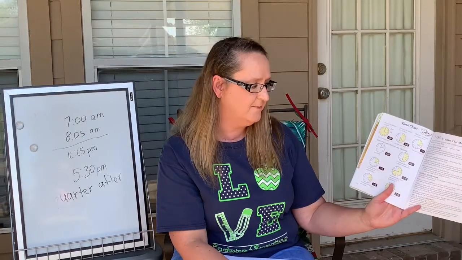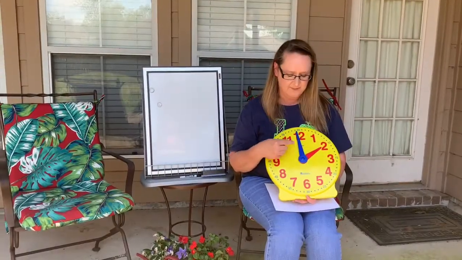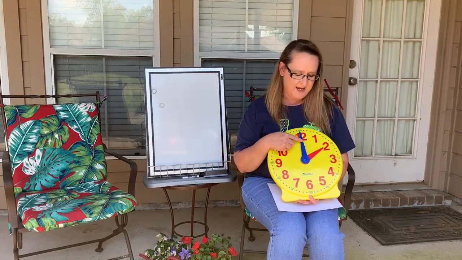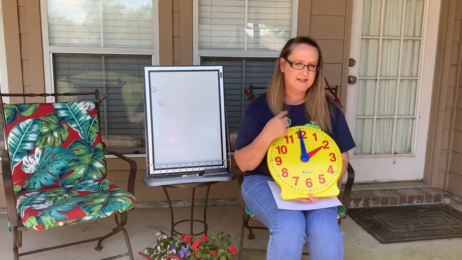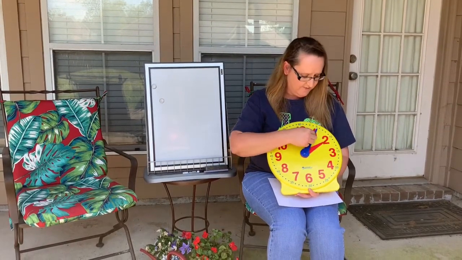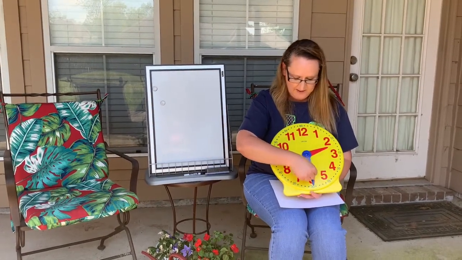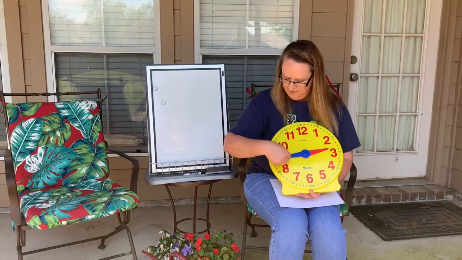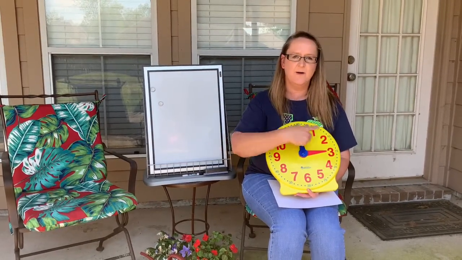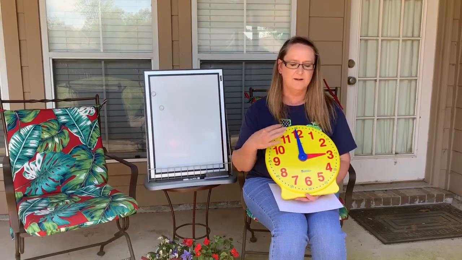So here's a time chart. Let's review what we learned today. We learned that the big hand is the minute hand, and the red hand is the hour hand. Let's practice counting around the clock: 5, 10, 15, 20, 25, 30, 35, 40, 45, 50, 55, 60. So when we go around the clock a whole entire time, we have 60 minutes, which equals an hour.